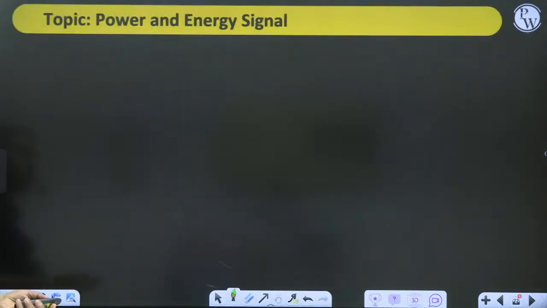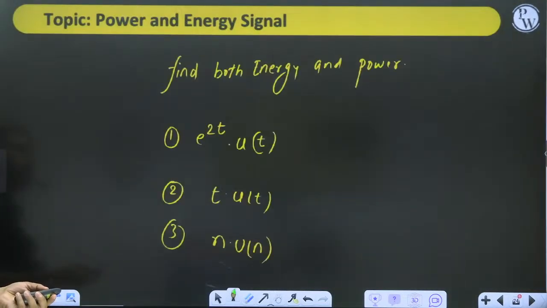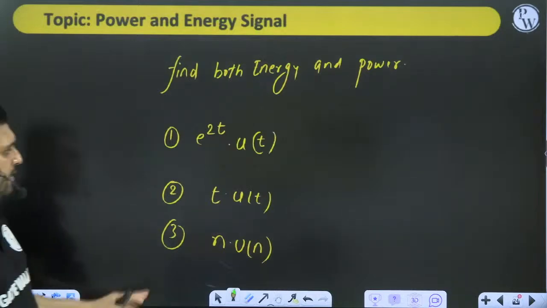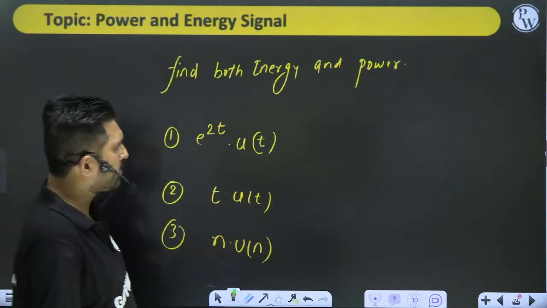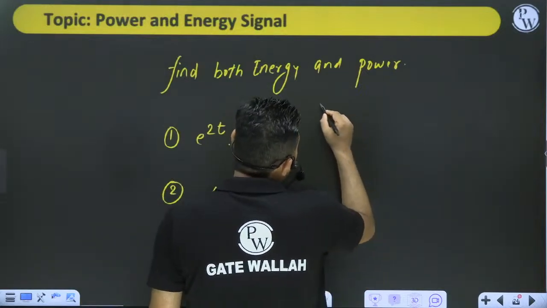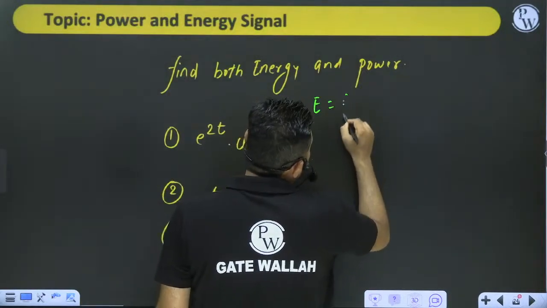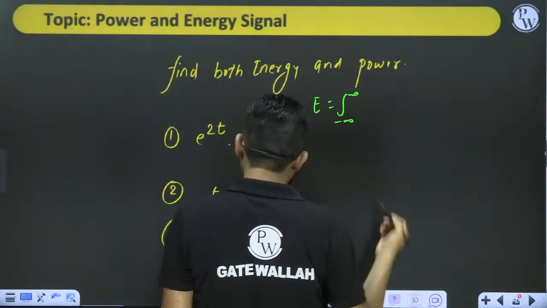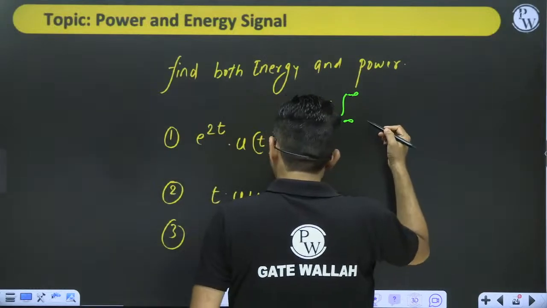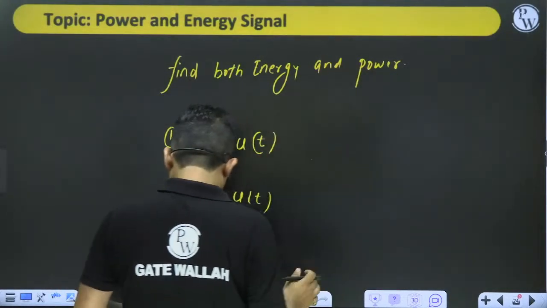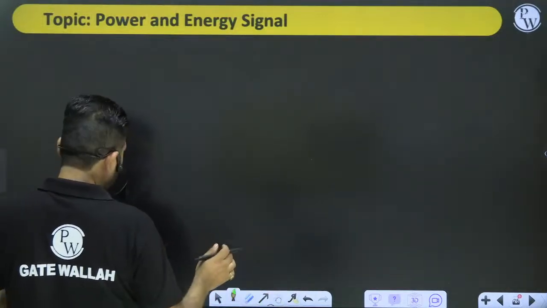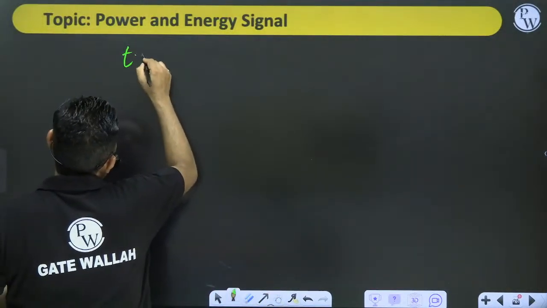Let's do it for both, e to the power 2t u(t) and t u(t). Instead of e to the power 2t u(t), let's cover t u(t) first. Find both. First find out the energy. Energy is minus infinity to infinity. Let's do it next class, next page. t u(t) I am taking.